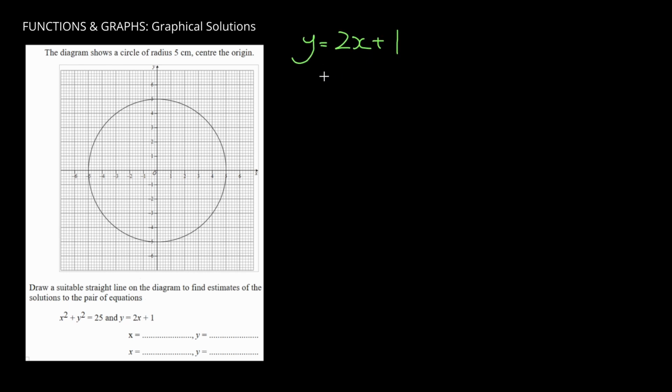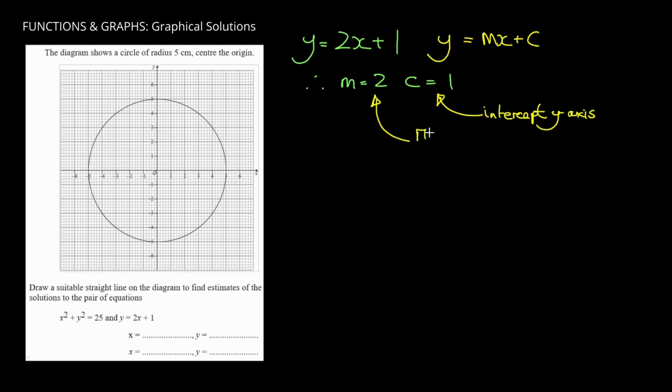Well, the simplest way to draw that is not to do a table. The simplest way to draw that is to consider gradient and intercept. And if we compare with our master straight line equation, y equals mx plus c, you can see that therefore the gradient m is equal to 2 and c is equal to 1. This is the intercept of the y-axis, and this is the rise of the line divided by the run, the gradient. Okay, now, the intercept on the y-axis means the line goes through that point there.